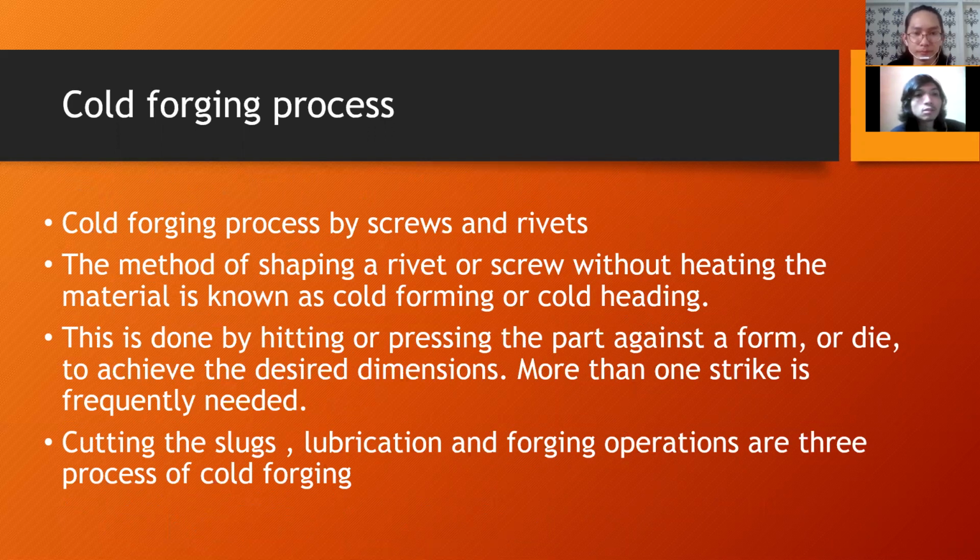The first method to produce the steering wheel is called the forging process. Forging process by screw and rivets. The method of shaping a rivet or screw without heating the material is known as cold forming or cold heading. This is done by pressing the part against a form or die to achieve the desired dimensions. More than one strike is frequently needed. Cutting the slugs, lubrication, and forging operation are the three processes of cold forging.